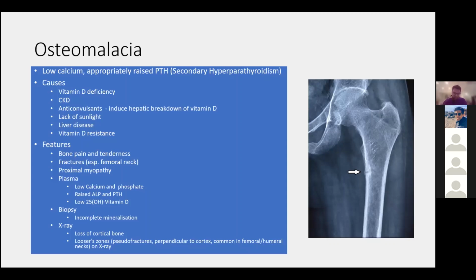You may choose to biopsy some of these patients, though it's not usually necessary. And an X-ray is often done, which shows loss of cortical bone, and you may see these looser zones. So it's illustrated on this X-ray here, where you get these pseudo fractures, often perpendicular to the cortex of the bone, usually on the pubic rami or the humeral necks.